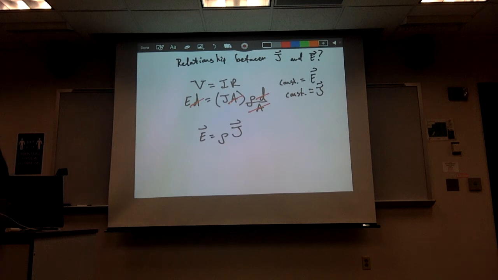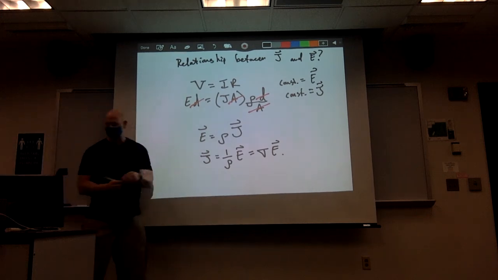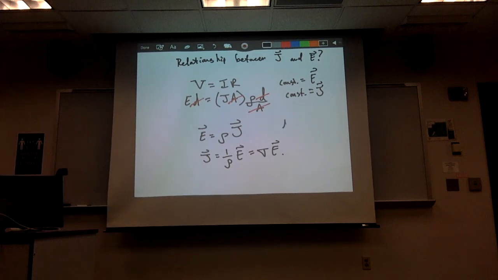Customarily though, we're typically going to write this more as the current density is equal to 1 over the resistivity times the electric field. Remember, as we defined yesterday, 1 over the resistivity is the same thing as the conductivity. So it's going to be the conductivity times the electric field. That symbol is a sigma, lowercase sigma. So this is what we call the microscopic version of Ohm's law.